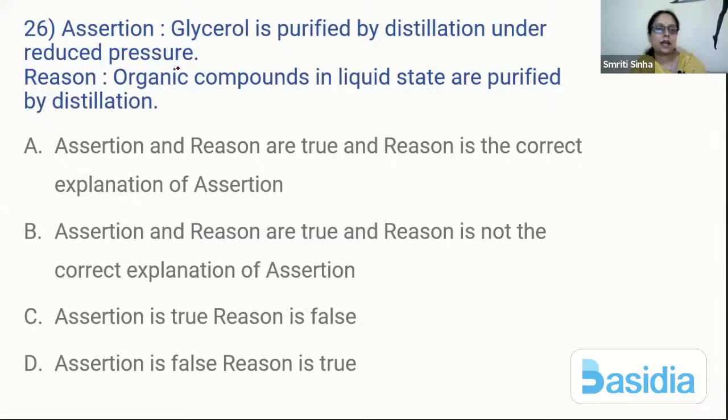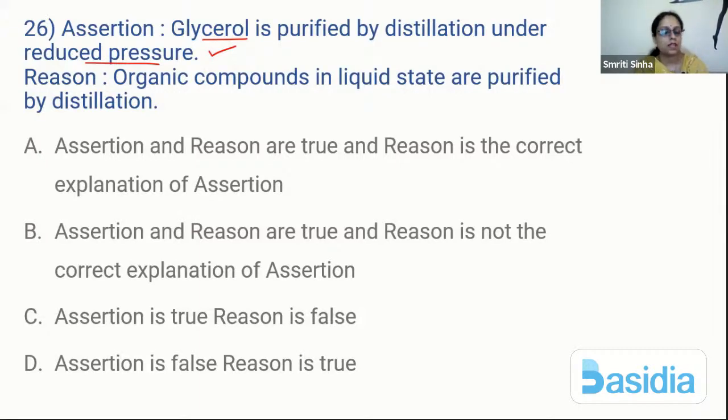Next, assertion type question. Assertion: glycerol is purified by distillation under reduced pressure. Reason: organic compounds in liquid state are purified by distillation. Okay, so glycerol is correct. It is purified under reduced pressure. That only we have told in soap industry. If you want to remove glycerol from soap, you should use the steam distillation technique under reduced pressure.